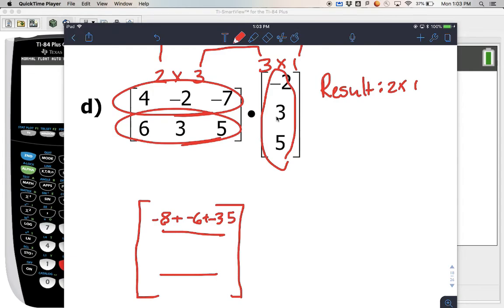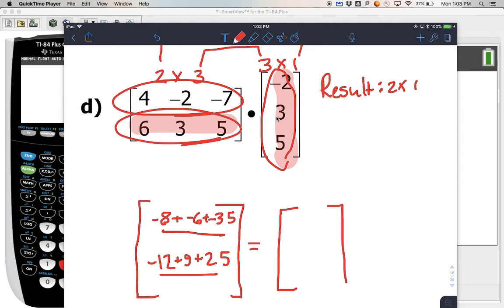Okay, and then we'll add all those up here in just a second. Next one here, you're going to do all of this stuff now for the bottom, and then I guess middle column. So 6 times negative 2, that's negative 12. 3 times 3 is going to be 9. And then 5 times 5 is going to be the 25. And then we'll just use a little bit of mental math to clean that up.